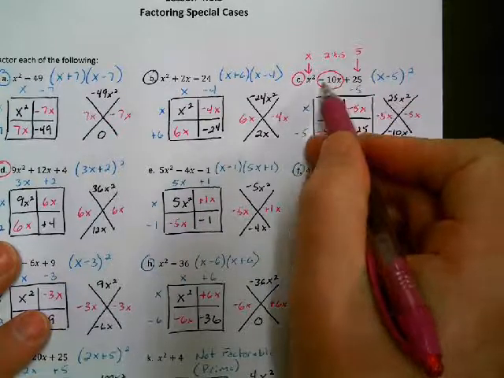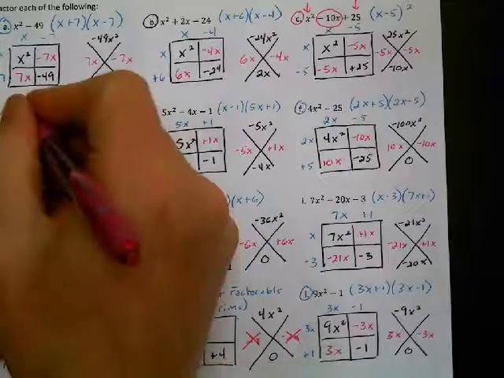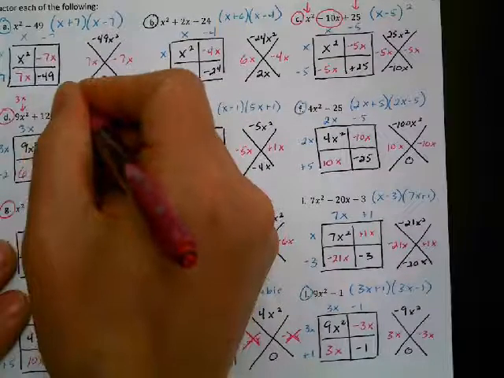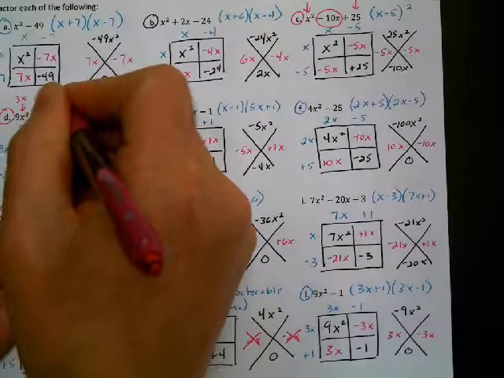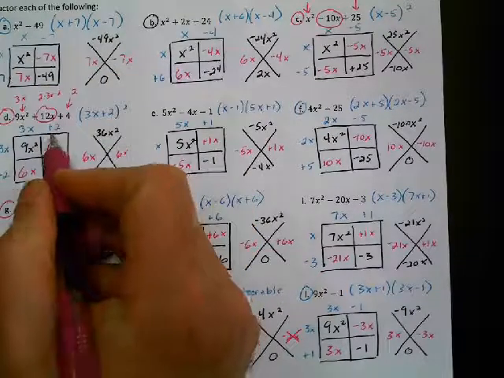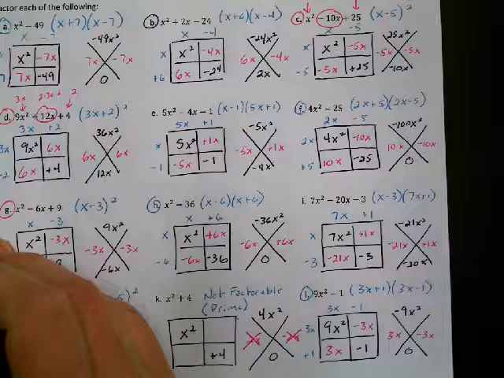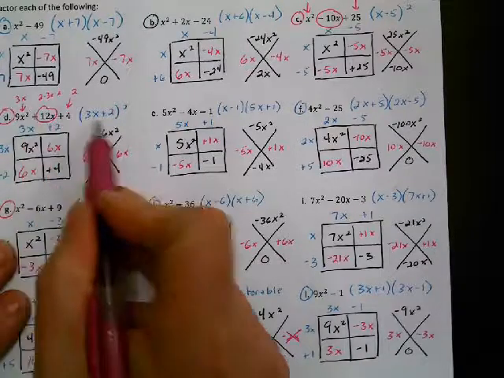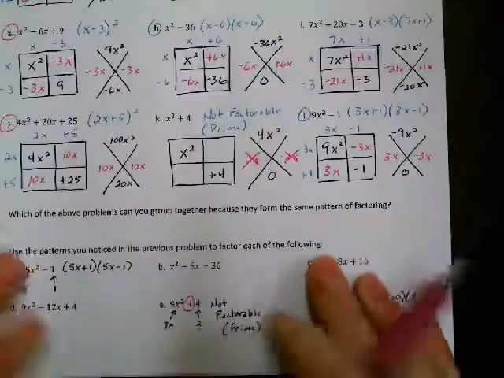Let's look for another one. Here's this one. This is 3x times 3x. This is 2 times 2. And this middle term is 2 times 3x times 2. 3x times 2 is 6x, times 2 is 12x. And look at the pattern, 3x plus 2 squared. All right, let's finish these off. This one follows that pattern.